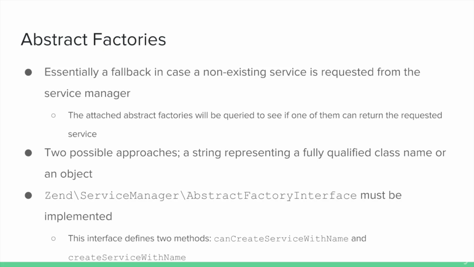So there are two possible approaches. The first is a string representing a fully qualified class name, or we can add an object. In either case, the abstract factory interface must be implemented. This interface defines two methods. One is the canCreateServiceWithName method, and the other is the createServiceWithName. So as you can imagine, the first one returns a boolean indicating whether or not this abstract factory can create a service with this name. And the second one creates the service in case the former method returns true.